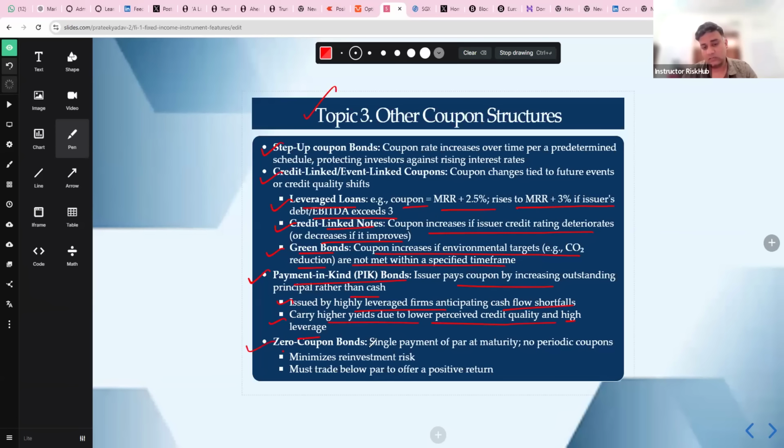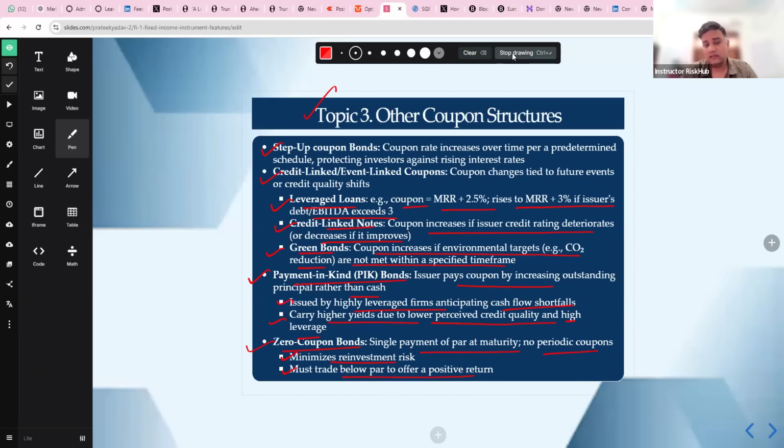Then we have zero coupon bonds. Single payment of par at maturity, no periodic coupons. Investor receives one payment at maturity. For example, you buy it today at 750, receive 1,000 at maturity. The key point is it must trade below par to give you positive return. Advantage is no reinvestment risk. And disadvantage is high price sensitivity to interest rate changes. So that is what we have.